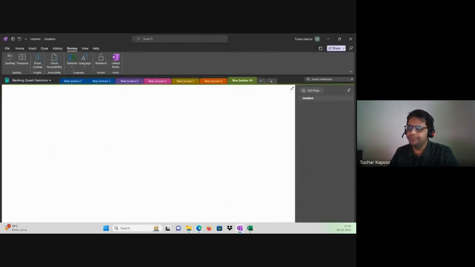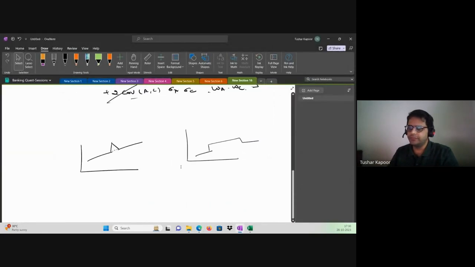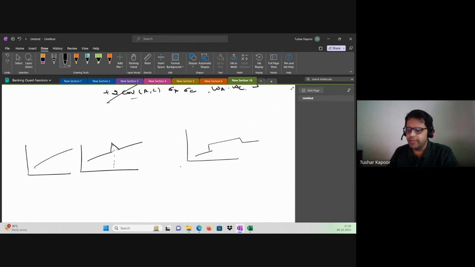Now similarly, when we talk about this curve, the original curve was this. The original curve was this. But what happened is at a certain point, let's say in 3 years, we believe the interest rate is going to be moved up by, let's say, 1 basis point. 1 basis point.